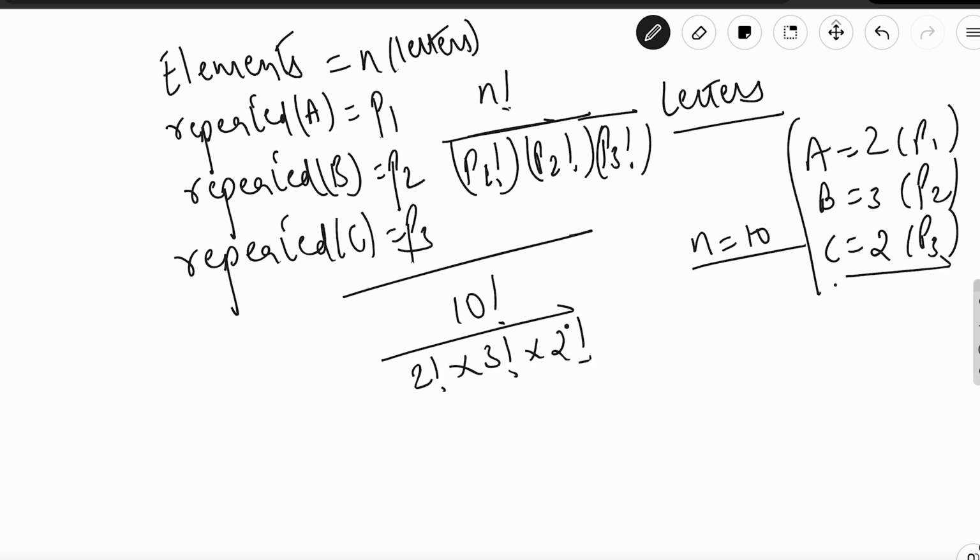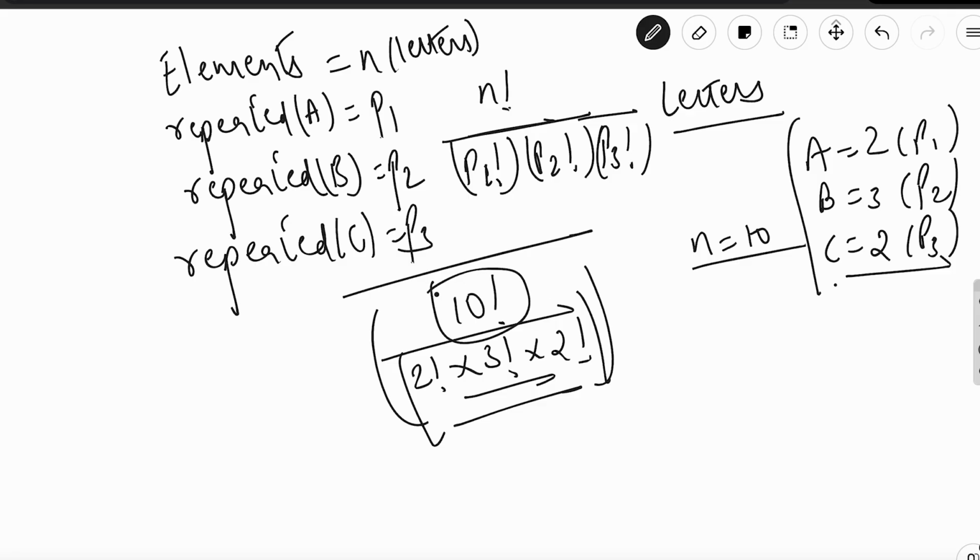into 2 factorial. And why are we dividing? This is one very important question here, because when we say 10 factorial arrangement, if all the letters are distinct, then it is fine. 10 factorial assumes that all the 10 letters in the word are distinct, but that's not the case.